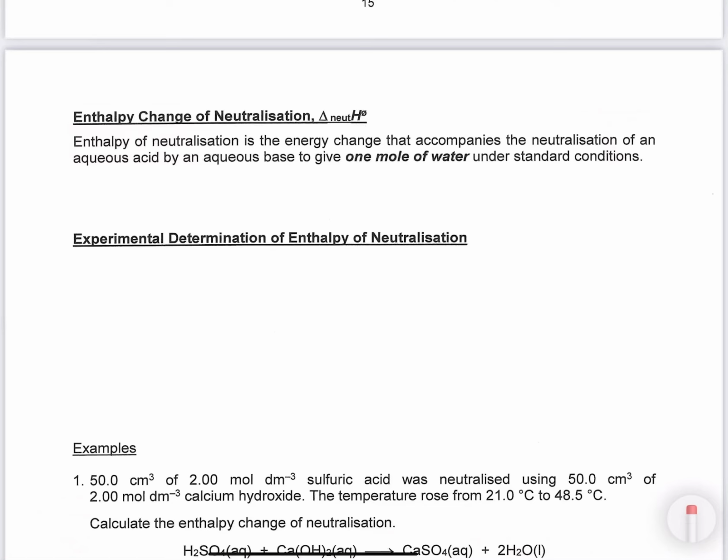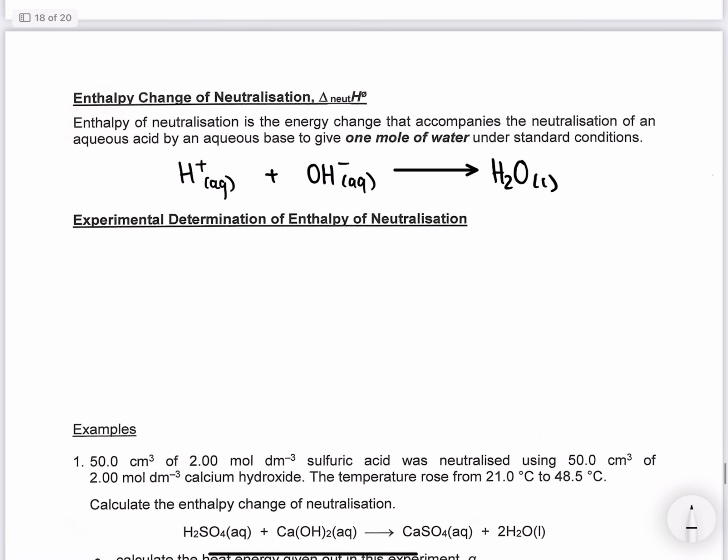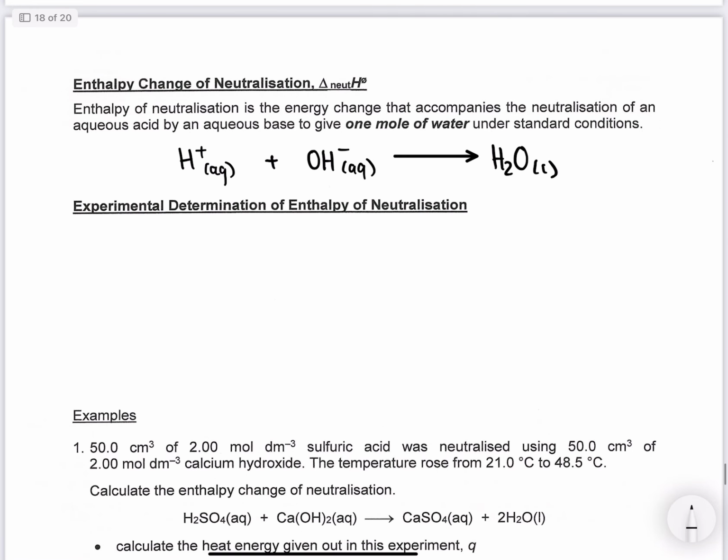Enthalpy change of neutralisation. The enthalpy of neutralisation is the energy change that accompanies the neutralisation of an aqueous acid, and we remember that all acids contain H+, by an aqueous base. Bases that are soluble in water all contain hydroxide ions. The definition says to give 1 mole of water, so that's quite important, water liquid. This is the enthalpy change that we're trying to measure.